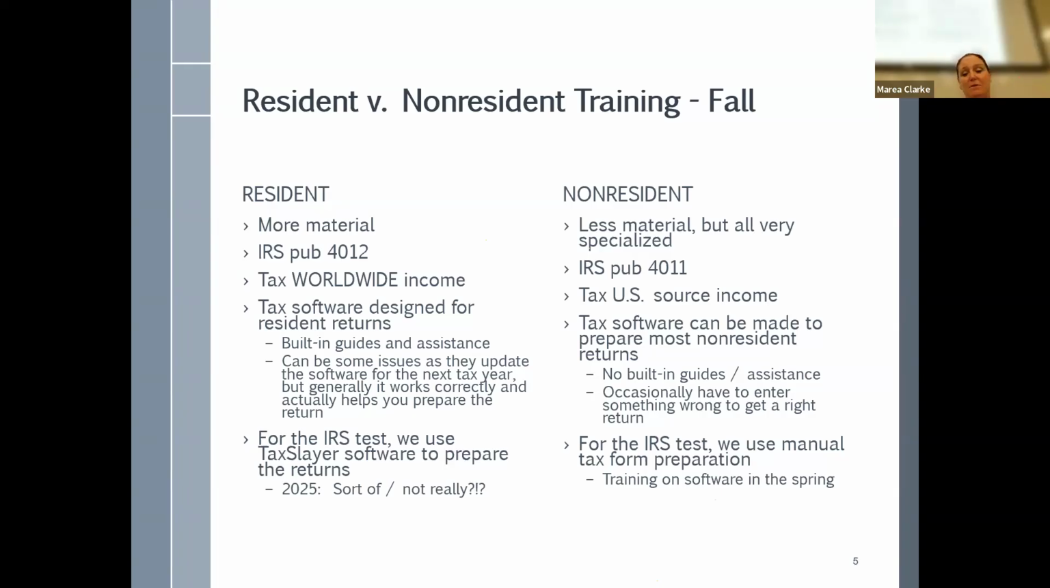The IRS is aware of it, right? But there's just not a lot that they can do to fix it in this particular moment in time. So we are all going to work together to be as successful as we can. Just recognizing, right, that what we do to pass the test may not be the way we actually do it in reality for our clients.